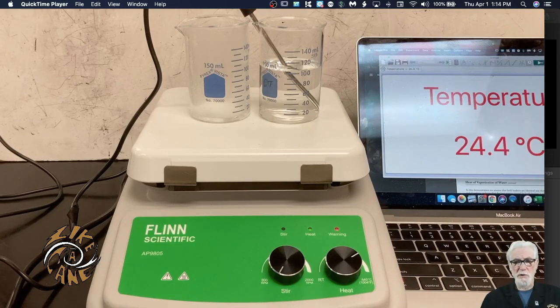So this water's been coming up to the boiling point as we've been waiting here, and it looks like it's just about ready to boil. I can see some fog starting to occur on the side of the beaker.